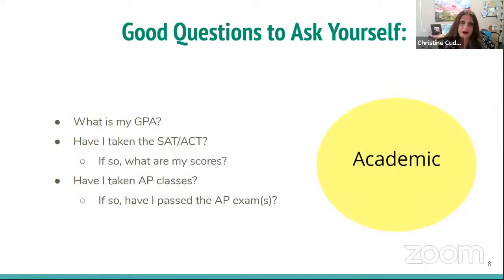And then the academics, obviously this is an important part of the application. So are you a good fit for that college academically? Is your GPA in the range of the students who are applying there? Do you have a good chance of getting in? Are they taking test scores this year? Are they requiring SAT or ACT scores? Have you taken those tests?